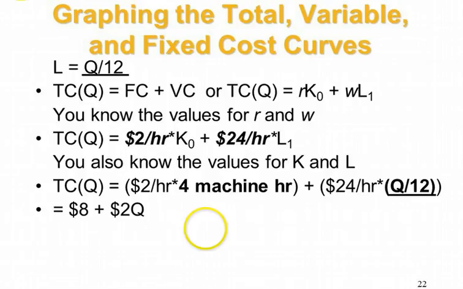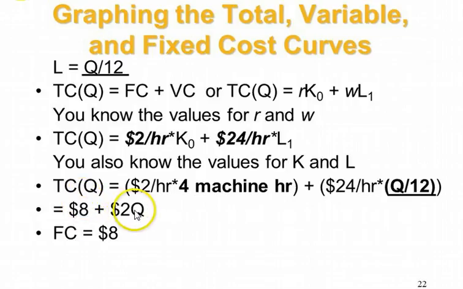And if we simplify here, we're going to get a total cost equation, which equals 8, 2 times 4, plus 2Q, which is this. That's the simplification of this. So we see that fixed cost must equal $8 because this does not change when we increase output.